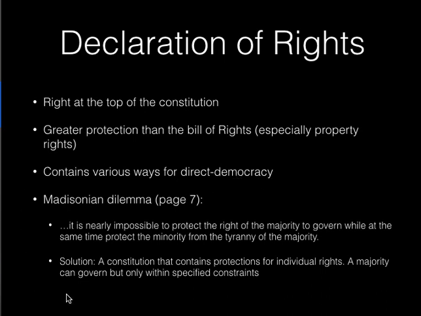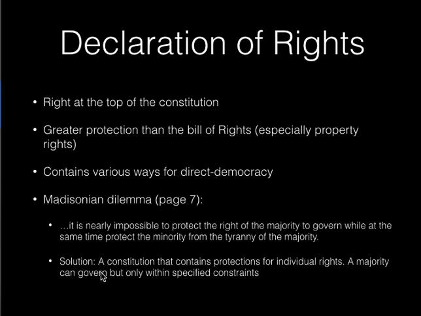This is kind of interesting. It's called the Madisonian dilemma, which it talks about in your readings. Madison said it is nearly impossible to protect the right of the majority to govern, like giving them the right to make decisions, 51% make a decision, while at the same time protecting the minority from tyranny of the majority. And when we're talking about minority here, again, I'm not talking about racial minority. I'm talking about numbers, the minority as far as a vote. If 51% agree that women can't work, then the 49% are out of luck.